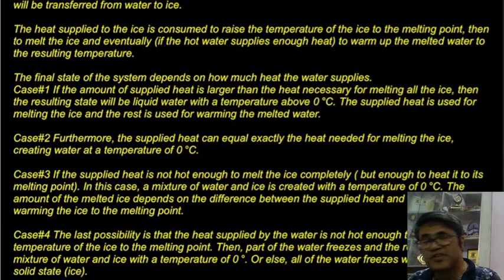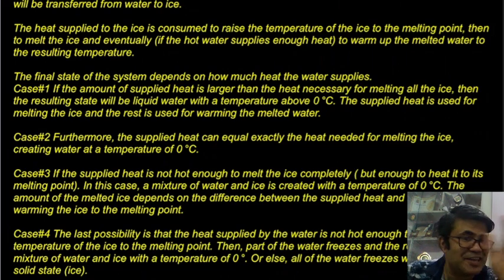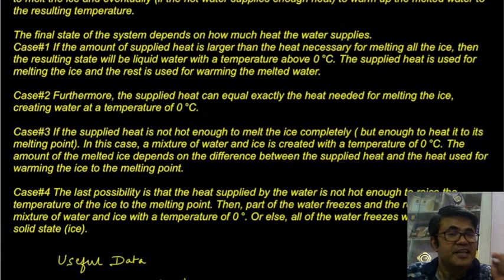So the final state of the system, as I have written, depends on how much heat the water is supplying. That means the mental calculation until the water comes to 0 degrees. If that amount is greater than the amount of heat needed by the ice to come to 0 and further melt, then you will have complete water at some temperature greater than 0 degrees Celsius. Furthermore, there could be a case where the heat supplied by the water till coming to 0 degrees is exactly equal to the heat required for complete melting of the ice. In that case, you will have complete water but at 0 degrees Celsius.